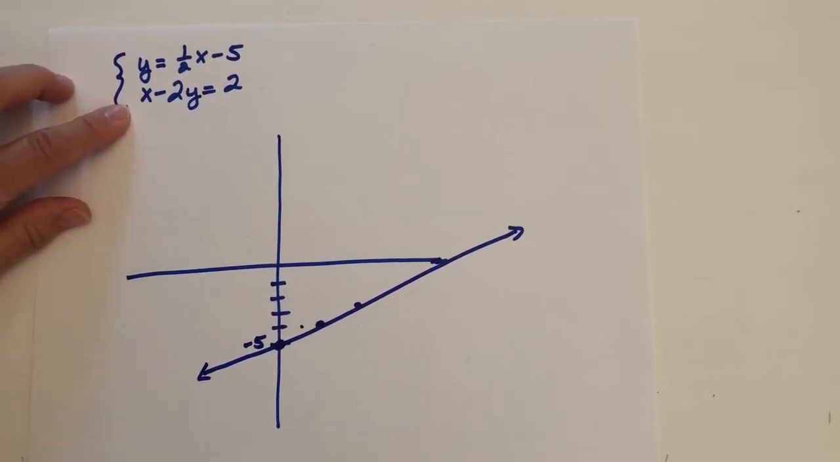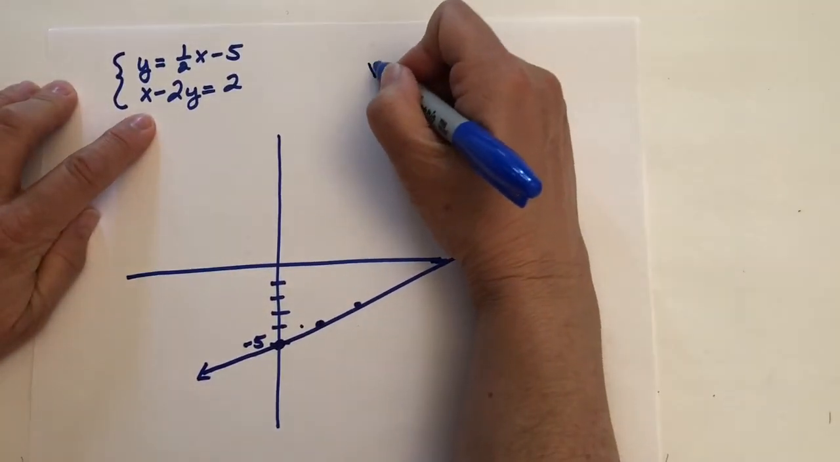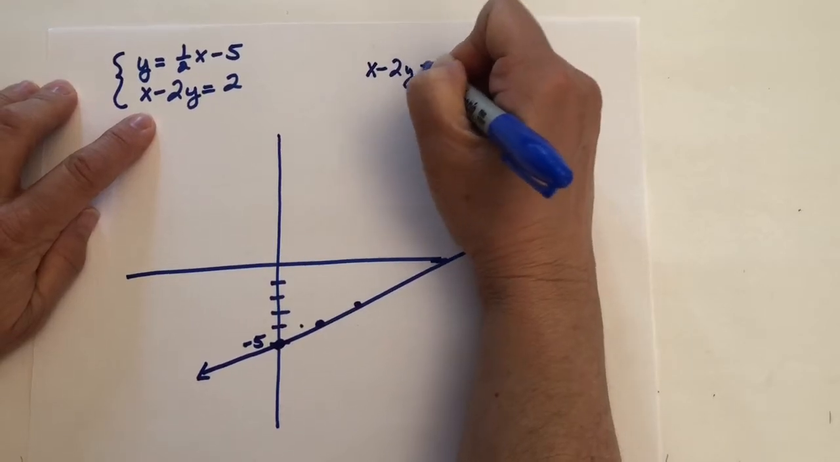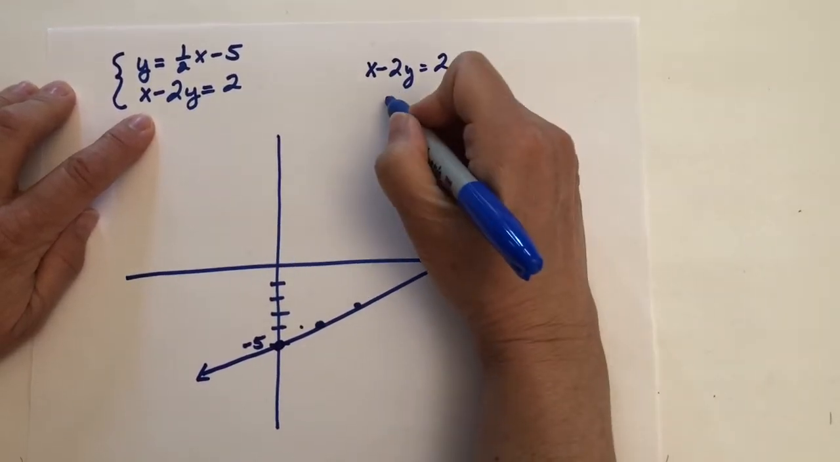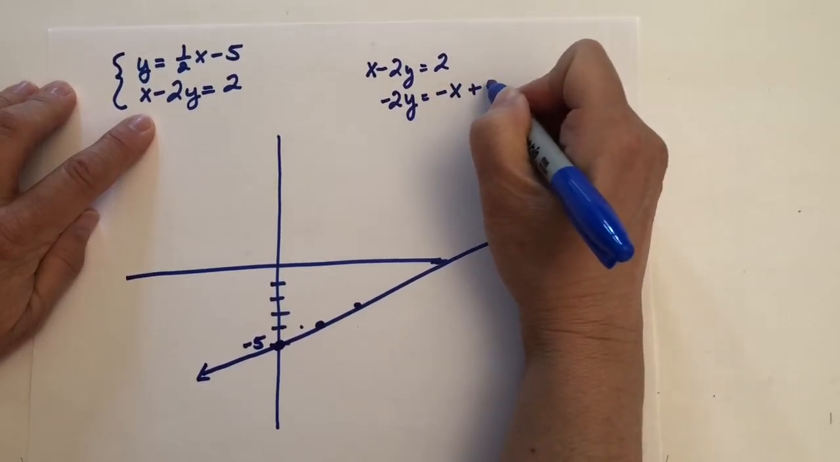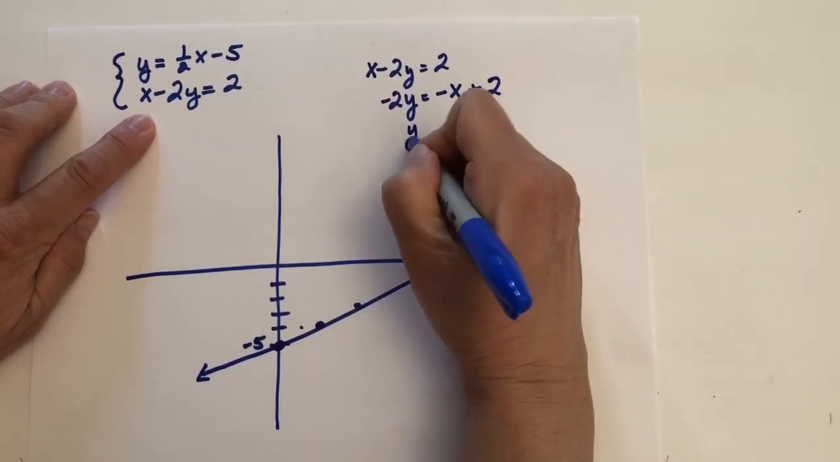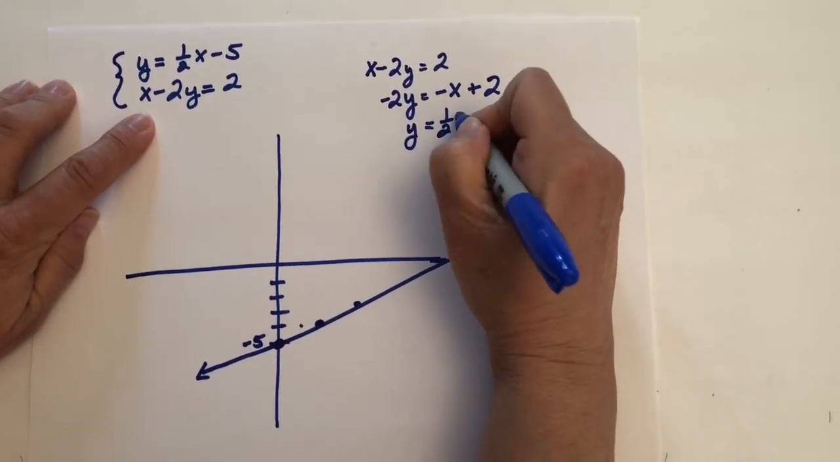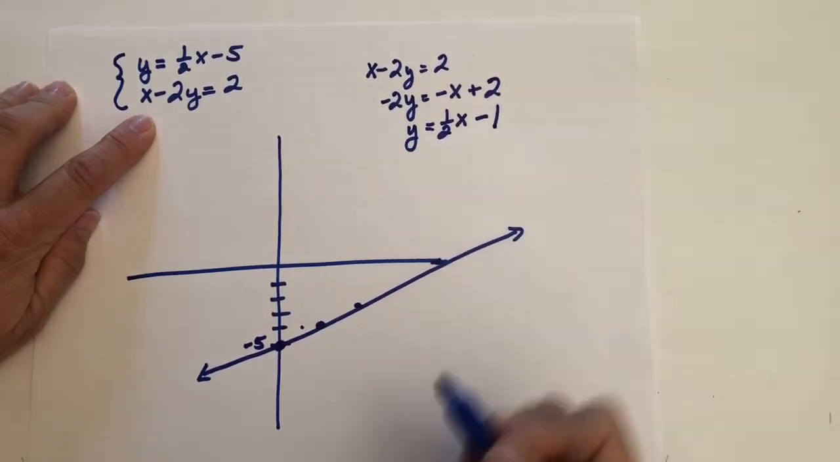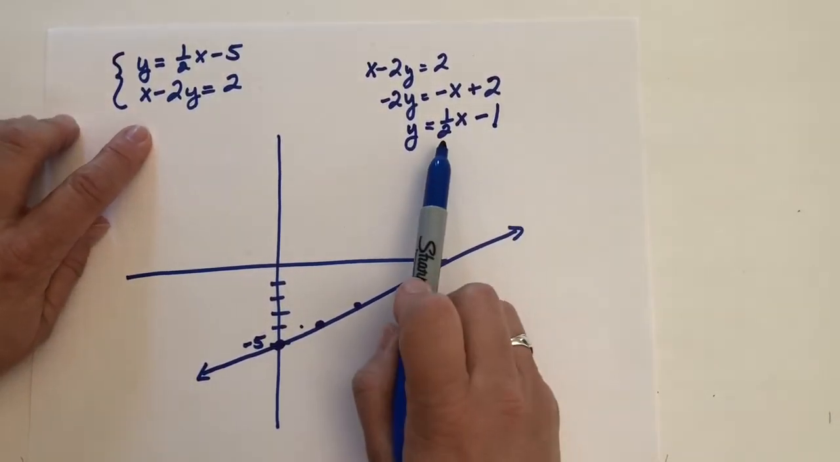Now the second one, we can use x and y intercepts if we like to graph it, or we could solve for y. Let's solve for y for this one. x minus 2y equals 2. So that means we subtract x. Divide by negative 2. And then we could graph this one, but you may see what's coming right now.